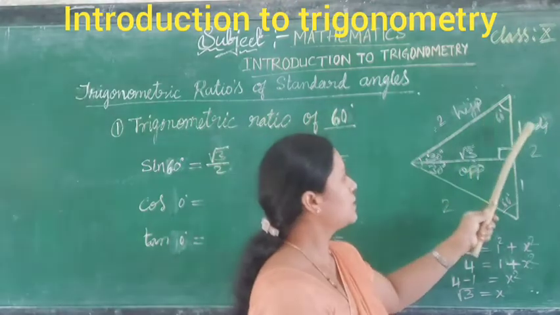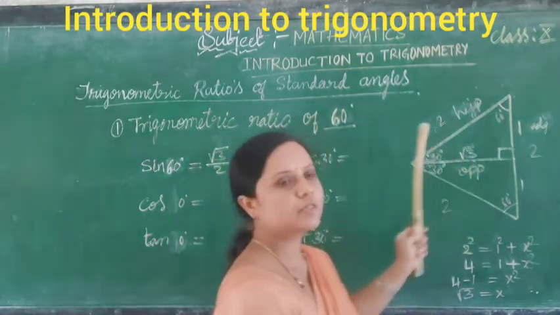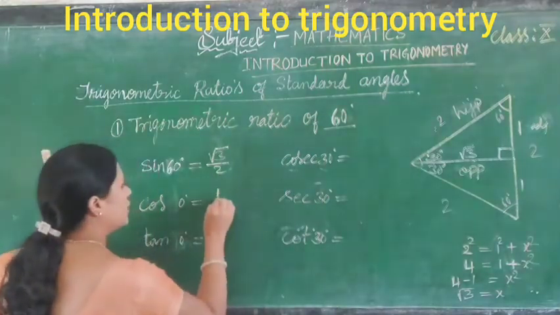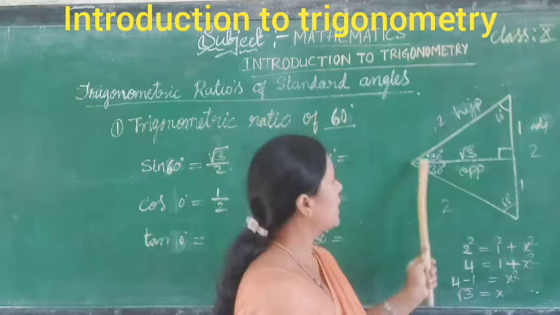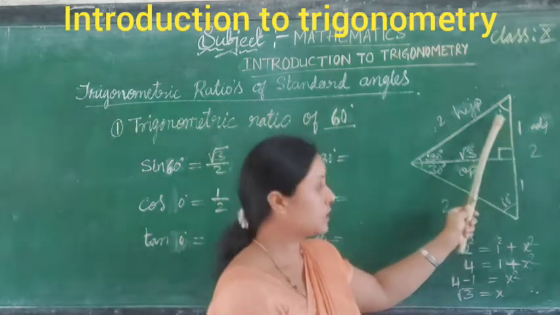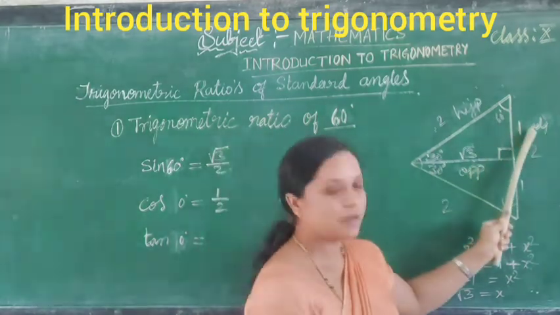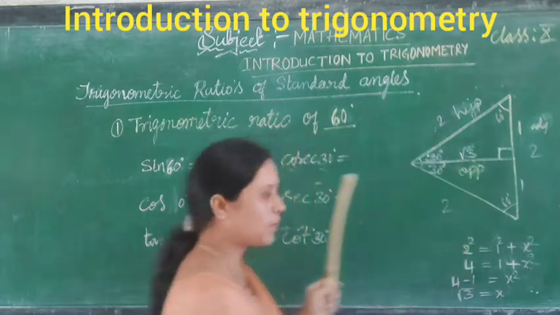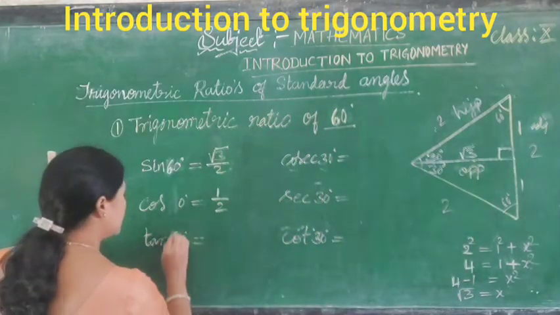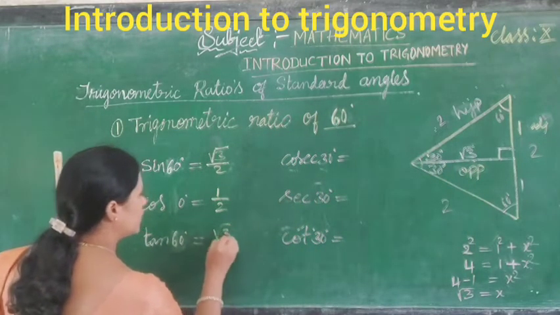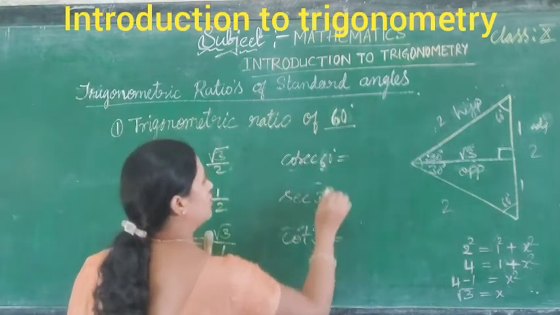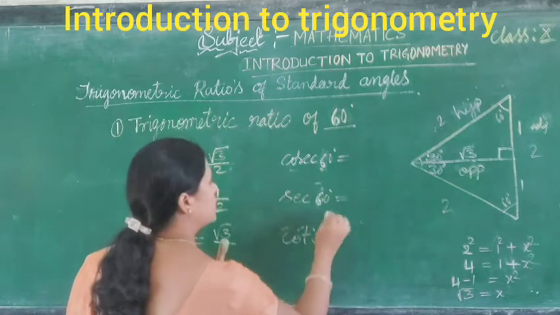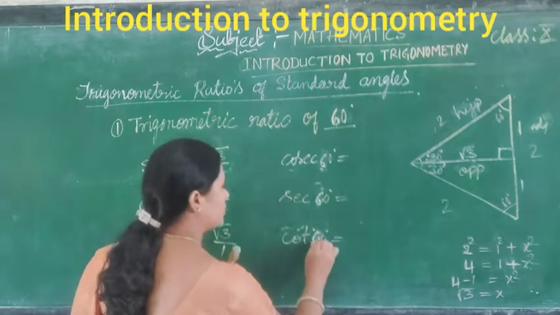What is cos 60? Cos 60 is adjacent divided by hypotenuse, that is 1 by 2. What is tan 60? Tan 60 degree is opposite divided by adjacent, that is root 3 by 1. So write tan 60 is root 3 by 1. Similarly, you can write all the values of cosec, sec and cot.